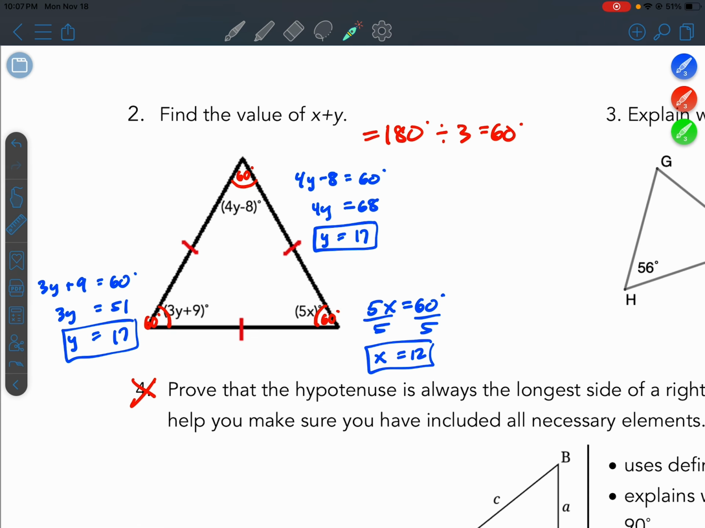Now, all that work, and we still haven't answered the question. The question was, find the value of x plus y. Well, x is 12, y is 17. You add those together, you get 29.